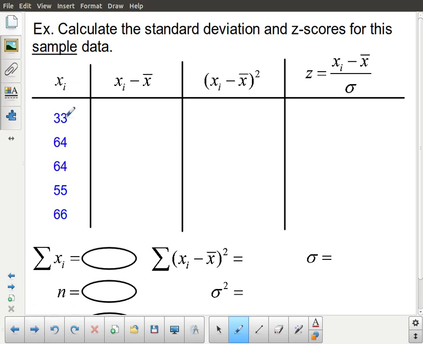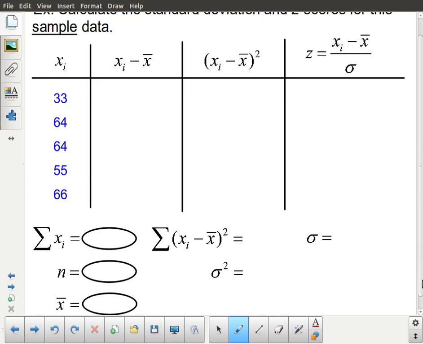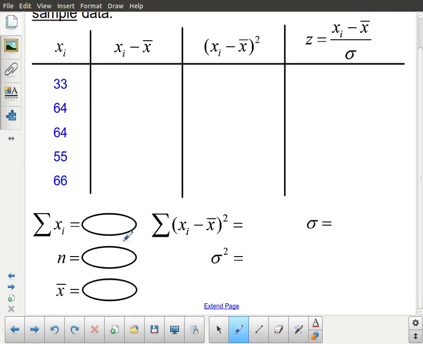So here are my data points. The first data point is 33. The second and the third are duplicates of each other. They're 64, 55, and 66. And I actually generated these data points using a spreadsheet, just using some random numbers, and I was careful about how they were distributed. So the first thing we want to figure out is, well, we've got a few things here to figure out. I've circled them, the ones I want to start by doing calculations of.